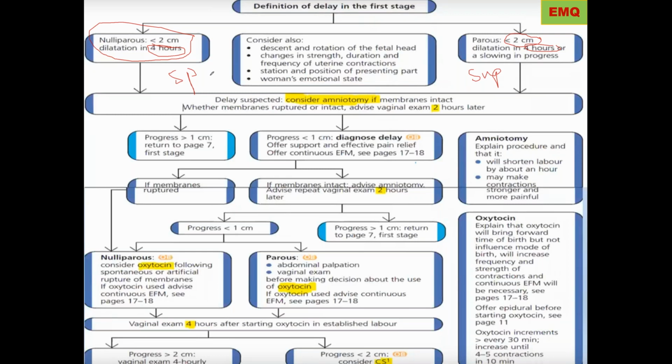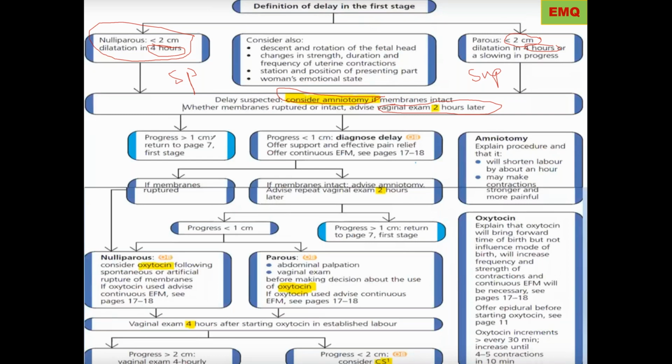What is the next step? Here is to consider amniotomy and do VE after 2 hours. If you suspect, the next step is to consider amniotomy and to do vaginal examination after 2 hours. Agreed? Yes. How to diagnose? The diagnosis of the delay depends on the PV after 2 hours.